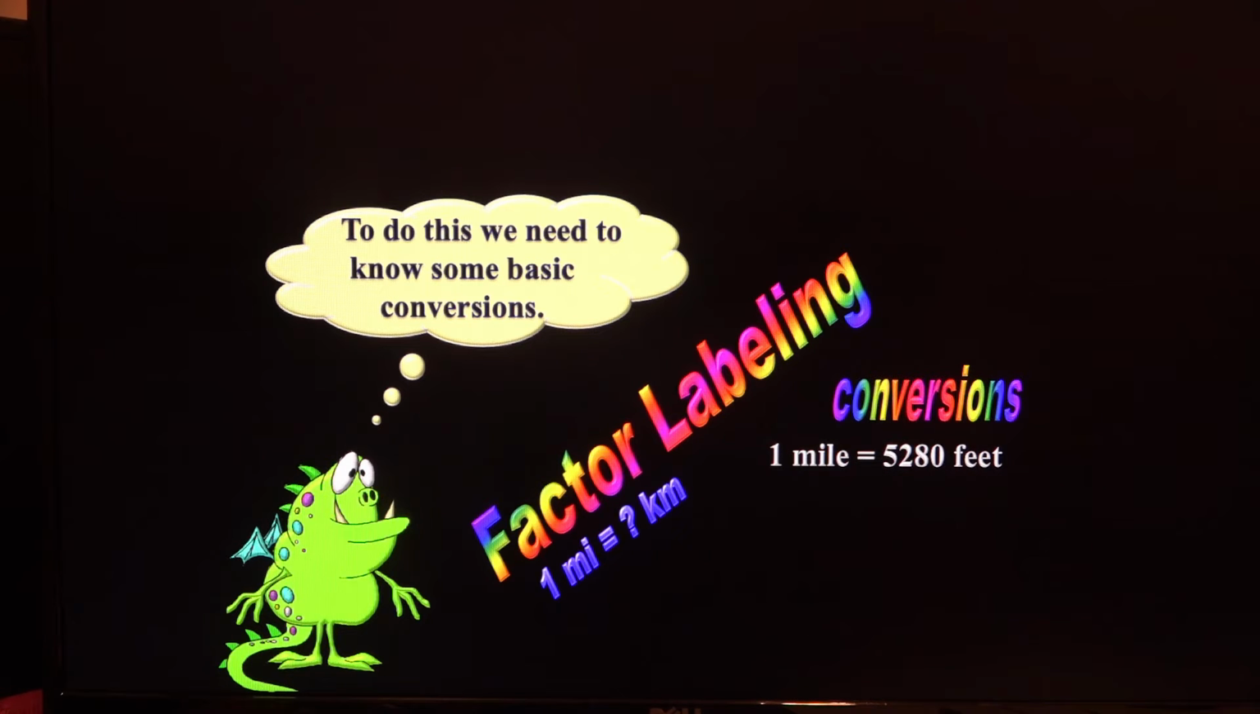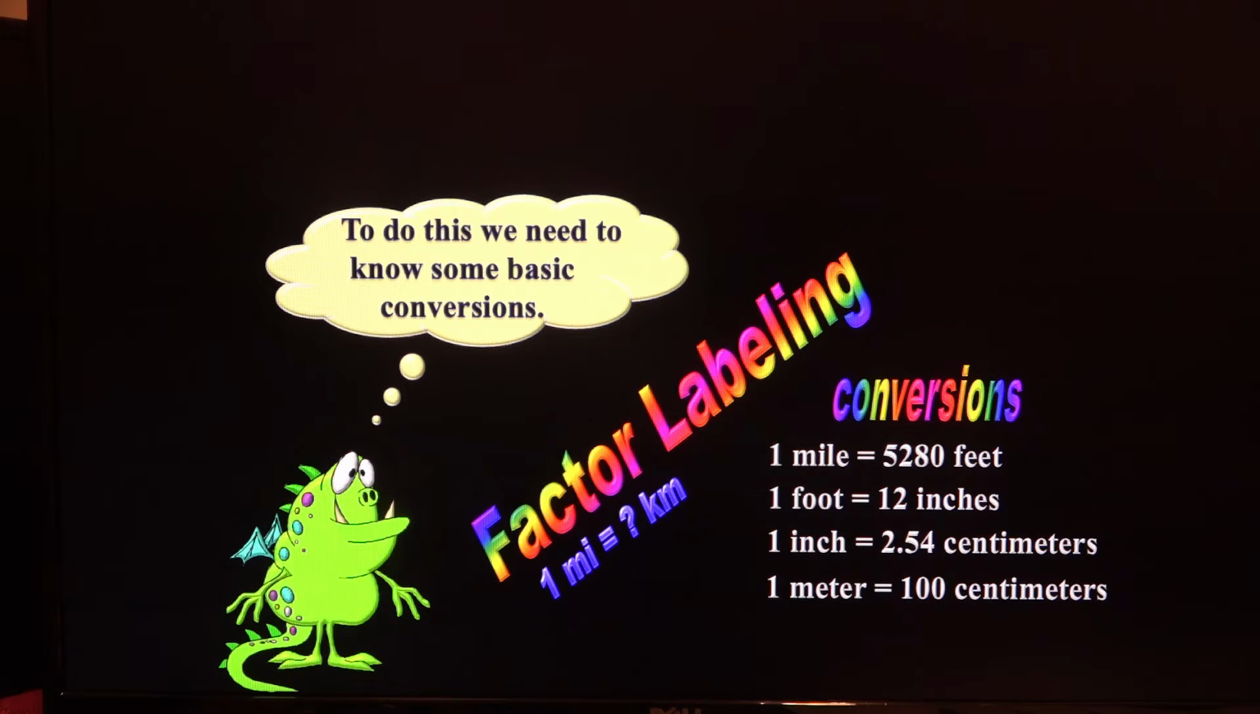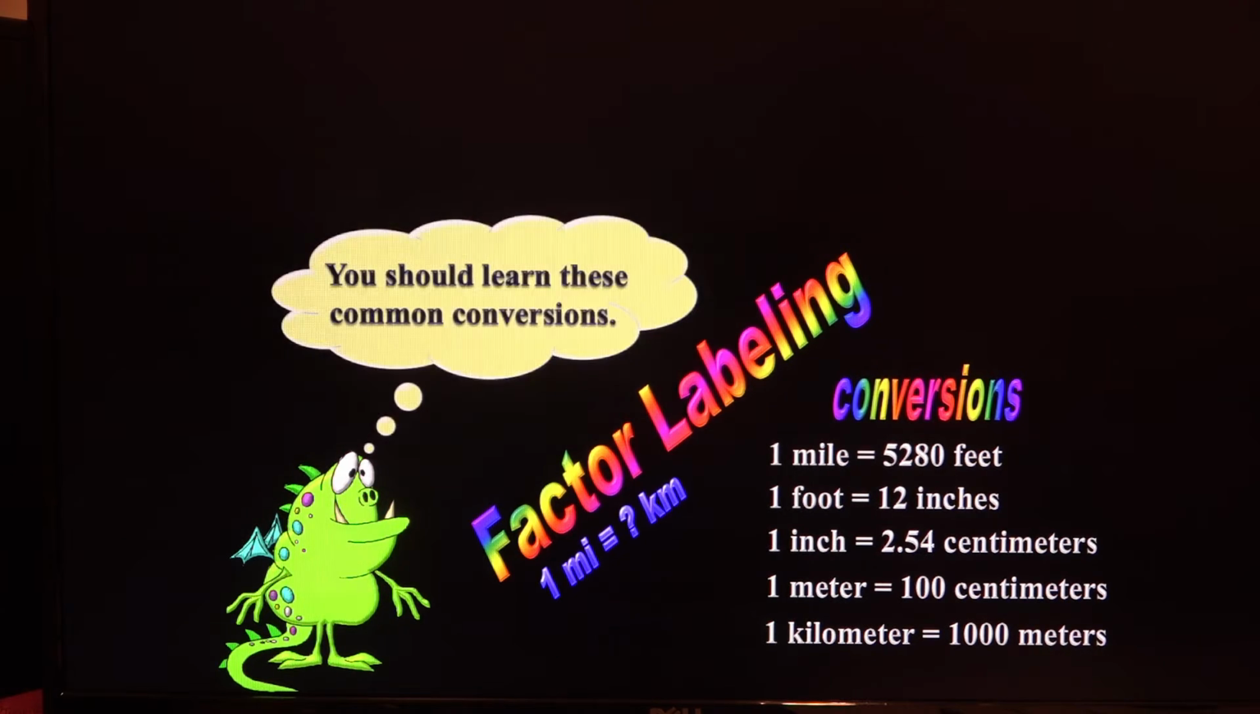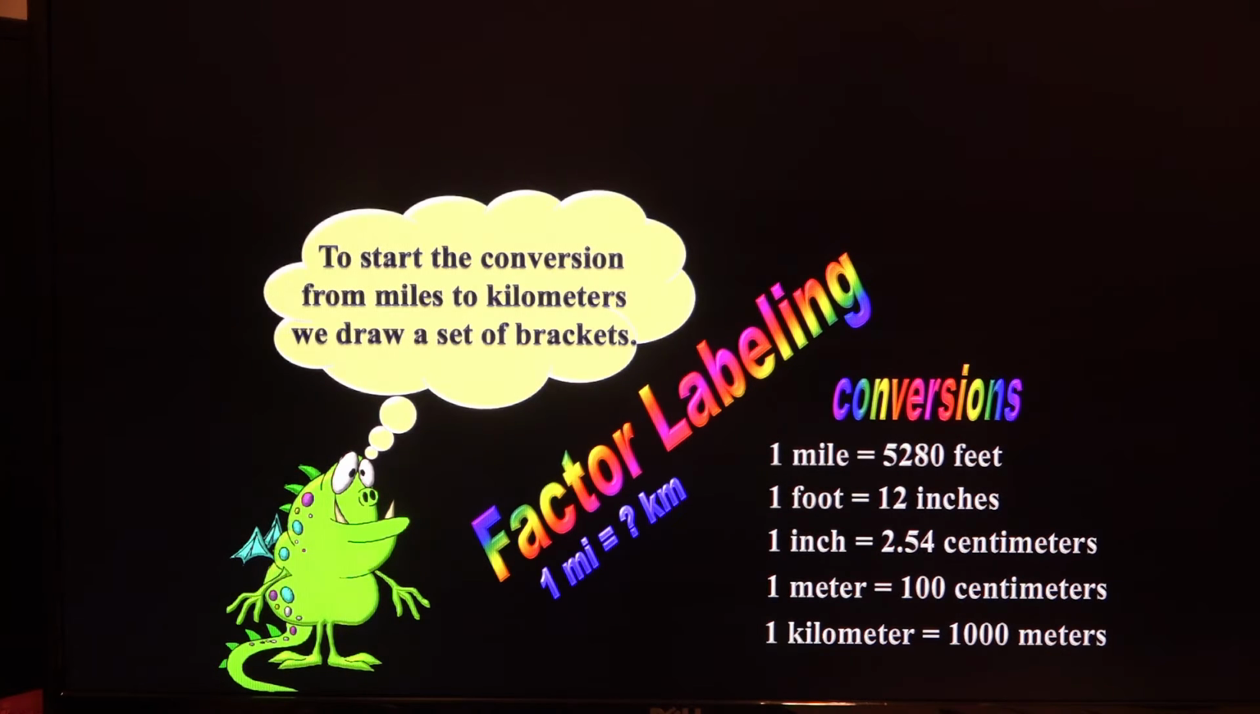1 mile is 5,280 feet. 1 foot is 12 inches. 1 inch is 2.54 centimeters. 1 meter is equal to 100 centimeters, and 1 kilometer is equal to 1,000 meters. You should learn these common conversions.